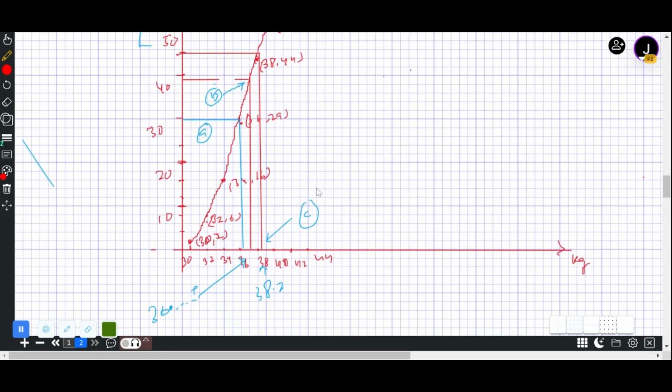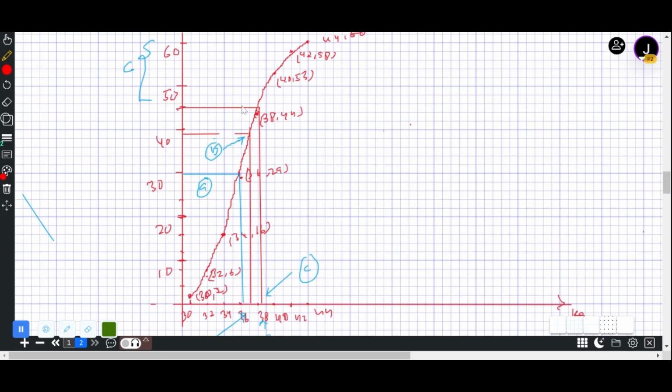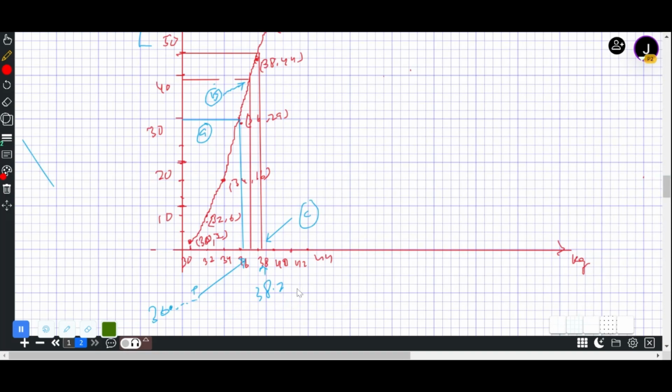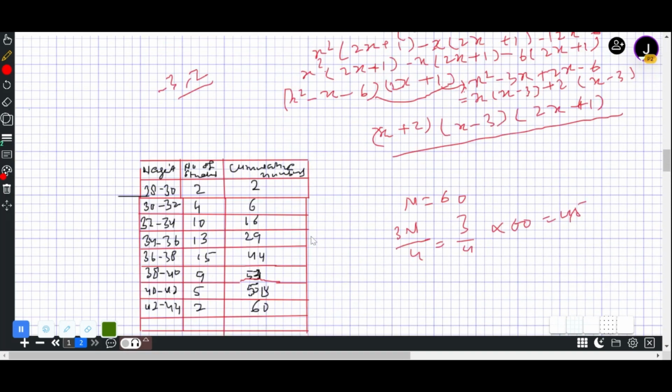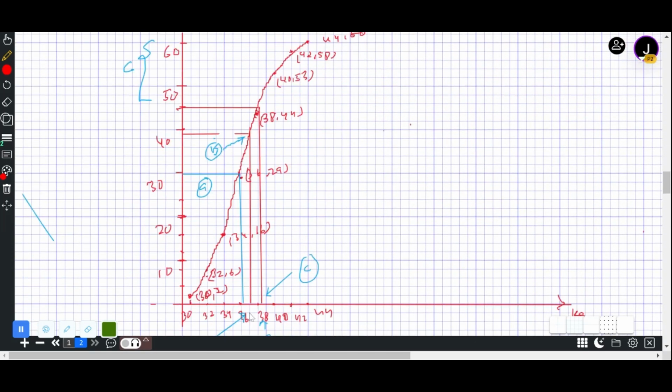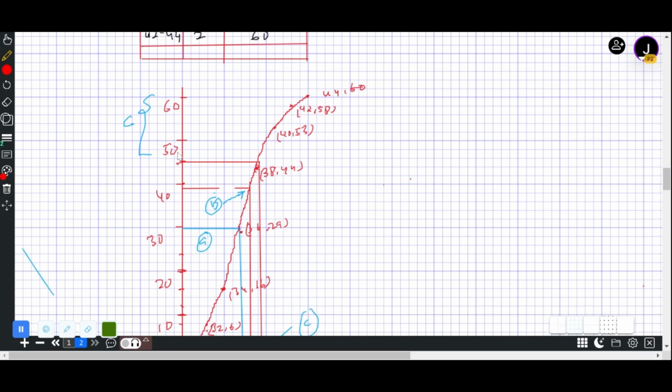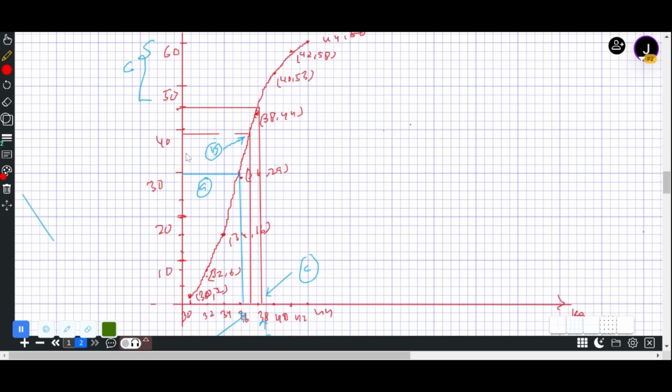Now the third thing is the number of students whose weight is above 37 kg. For that, at 37 we'll draw a straight line to the graph, and wherever it connects, that is the number of students who are not there in 60. So we'll subtract that from 60, and the number we get is the answer. I have made a mistake, this is actually B. This is the answer for B, and this is the answer for C. Sorry. So that is how this question has to be done.